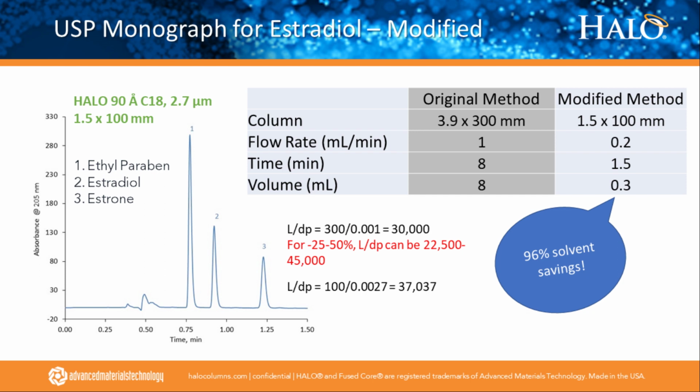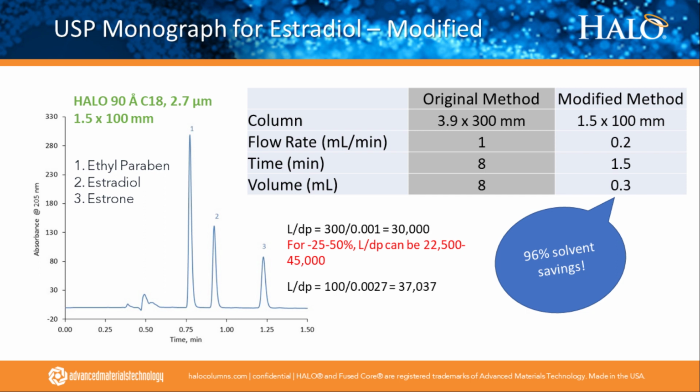The original method used a 3.9 by 300 millimeter column, and I did notice a typo here. This 3.9 by 300 millimeter column was a 10 micron particle size, so I have an extra 0 before the 1. That should be 0.01 instead of 0.001. But running that particular column at 1 mL a minute for a total of 8 minutes gives 8 milliliters in terms of volume used per run.